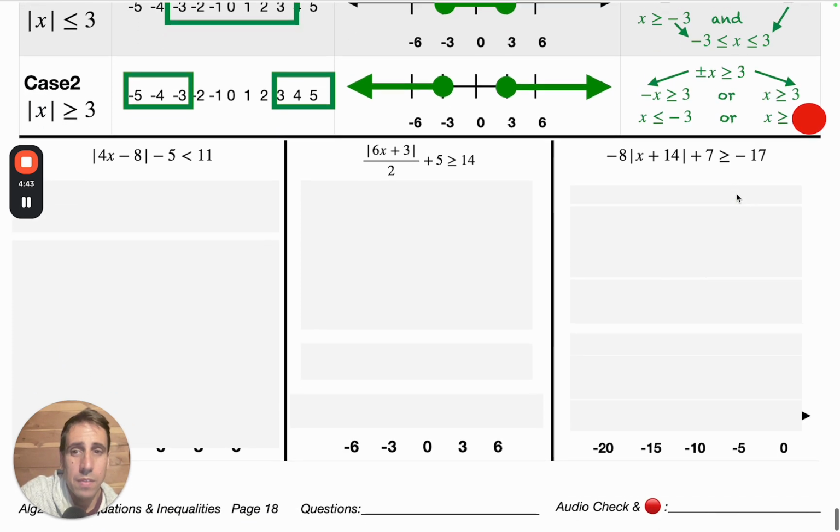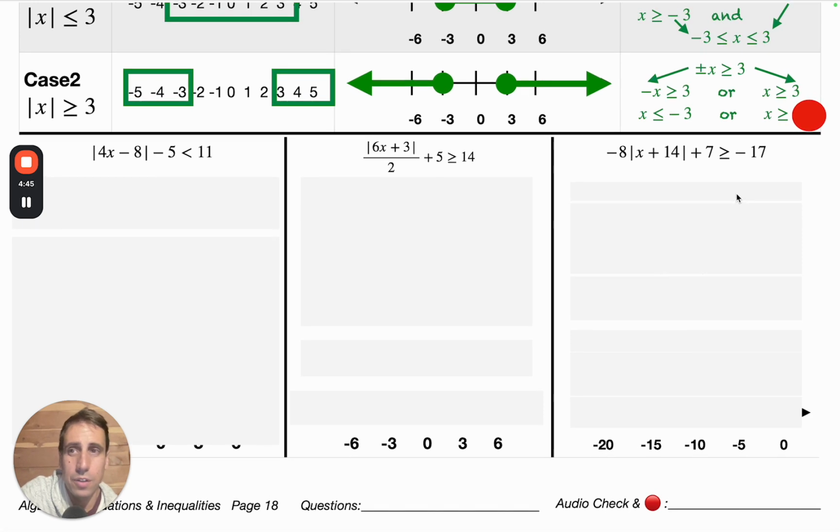So let's see what this looks like with more complicated versions. All right, so we've got this over here. Holy moly, there's a lot going on. That's just frightening to look at. It's okay. We're going to take care of the stuff on the outside. The operation that's outside the absolute value would be the minus 5. So let's add 5 to both sides.